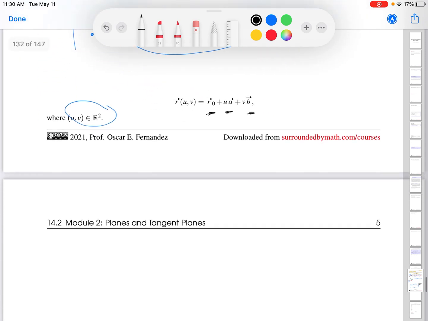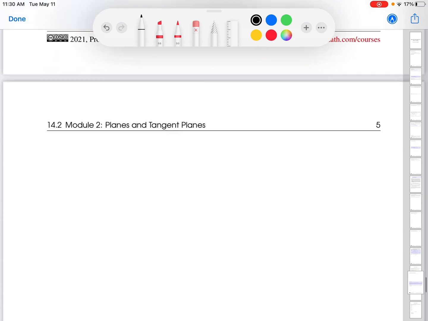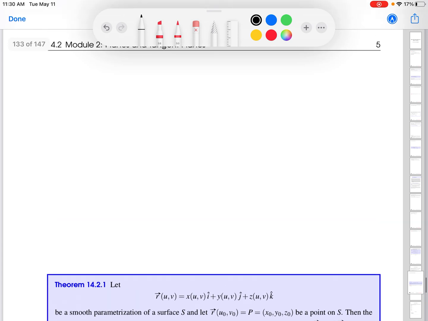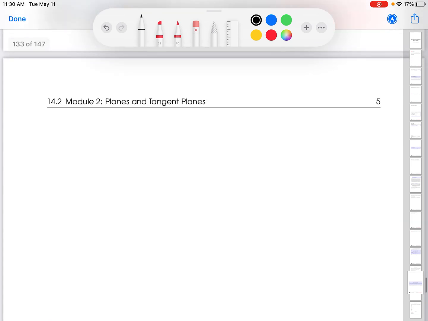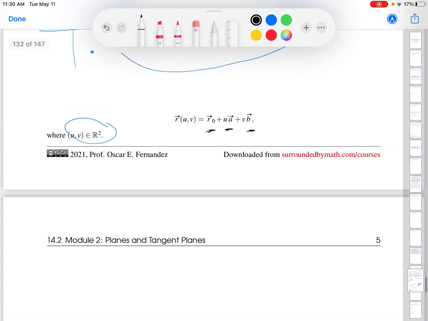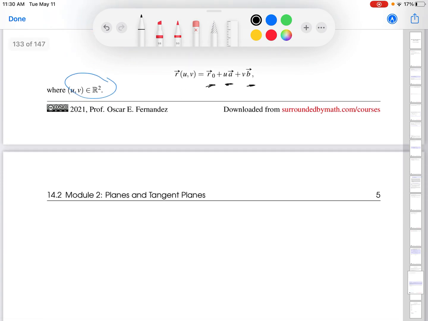So I want to show you how this works out a little bit later when we think more generally about tangent planes. But actually first let me do a very quick example there, a numerical example, just to illustrate these concepts.